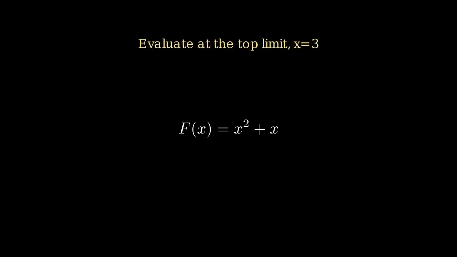Now we evaluate this antiderivative at the upper limit, which is 3. F of 3 equals 3 squared plus 3. That is 9 plus 3, which equals 12.